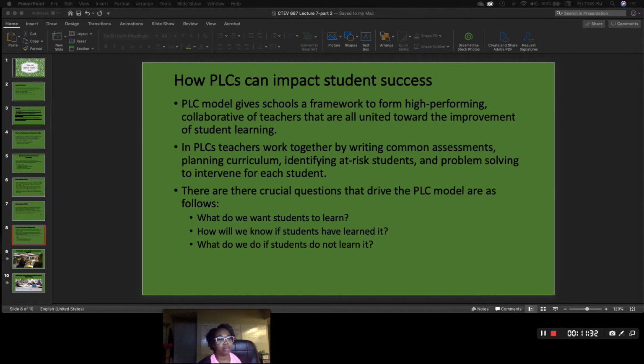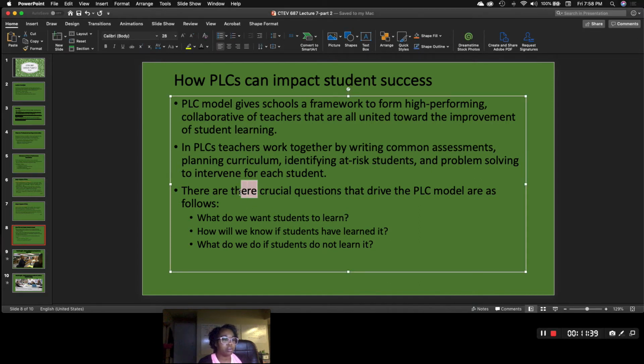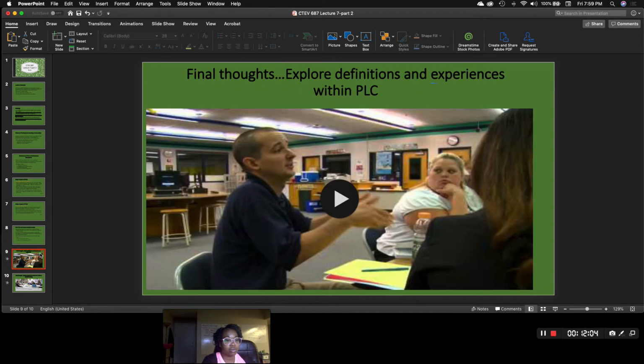There are three crucial questions that drive the POC model, and they include: what do we want students to learn? How will we know if students have learned it? And then what do we do if students do not learn it? So that's the purpose of the POC and the collaborative effort, because you get those solutions through your team and through the evaluation of the data collected over time.